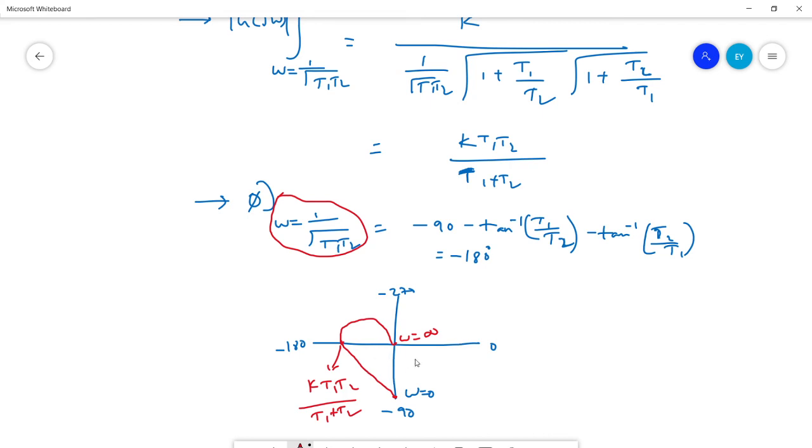In the next class, we'll see a numerical problem, plot the polar plot, find the phase margin and gain margin, and discuss the stability of the polar plot using phase margin and gain margin. We'll see in the next class how to solve that.